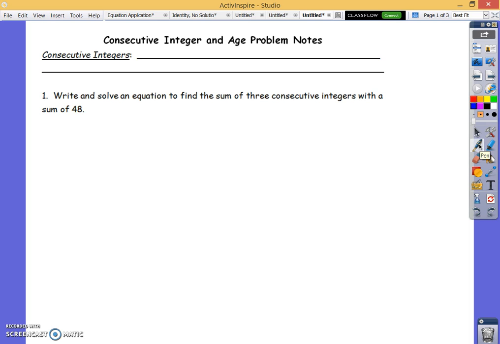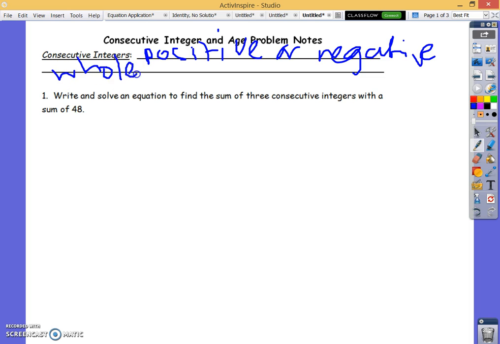We've already learned about consecutive integers, but just to remind you, integers are positive or negative whole numbers, so they could be positive or negative. Whole numbers and their opposites, in a row. So the first part, positive or negative whole numbers, that's what an integer is. But the "in a row" part, that's what consecutive means.